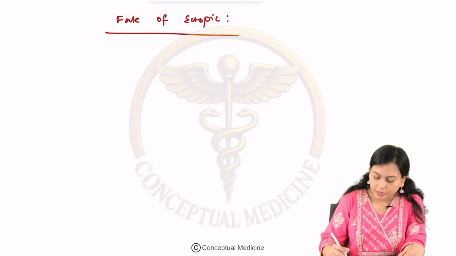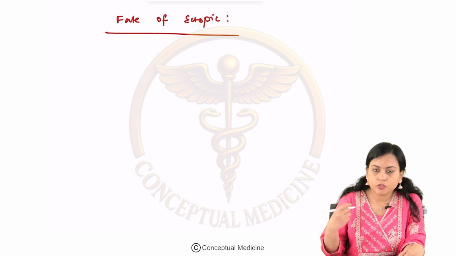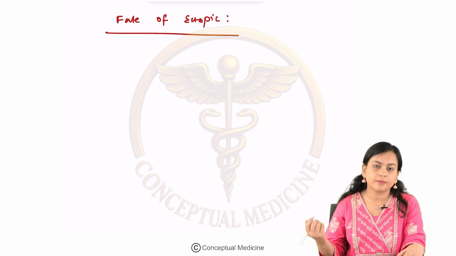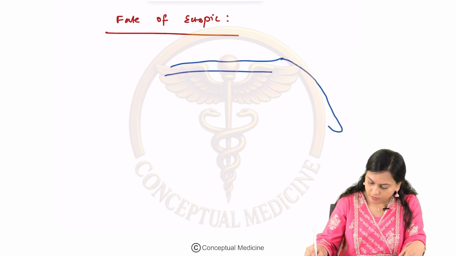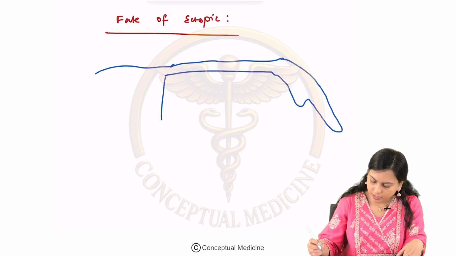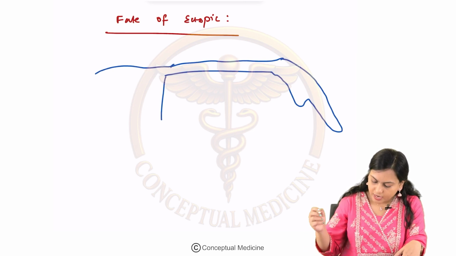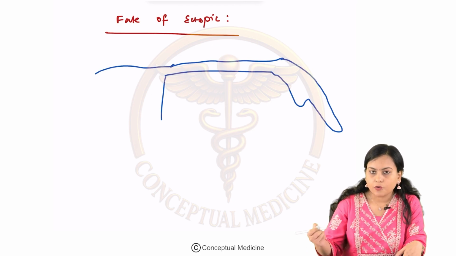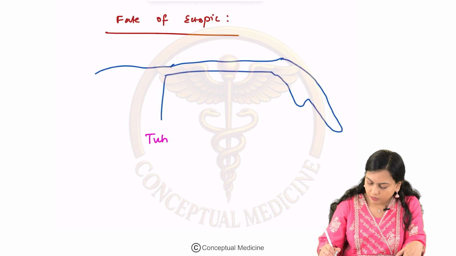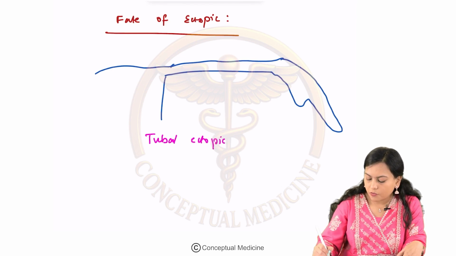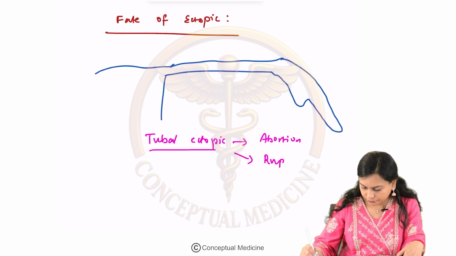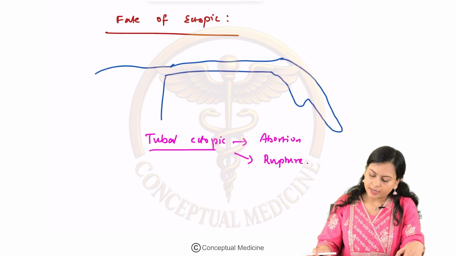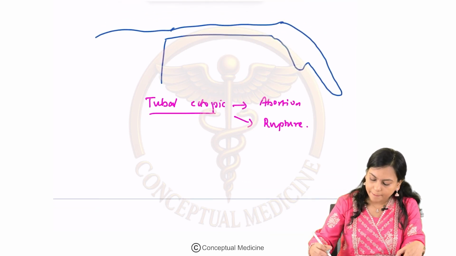So, fate of ectopic pregnancy. Since the tube is the most common site of ectopic pregnancy, we will imagine a tubal ectopic itself. If an ectopic pregnancy has formed anywhere here, a tubal ectopic can go either for a spontaneous abortion, that is tubal abortion, or it can go for rupture. Clear?